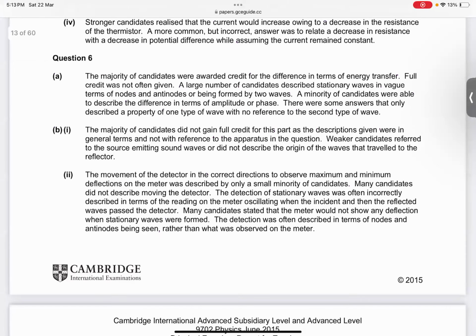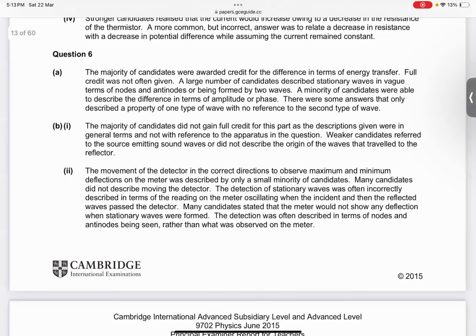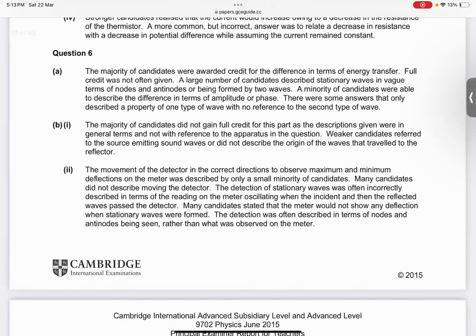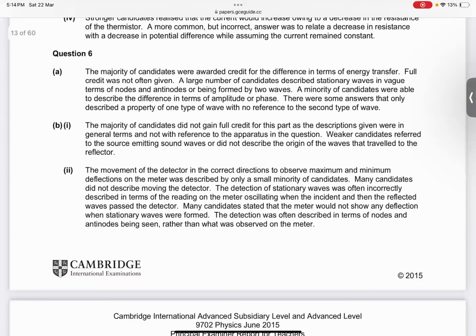Majority of the candidates were rewarded for the difference in terms of energy transfer; full credit was not given, were not often given. A large number of candidates described the stationary wave in vague terms of nodes and antinodes or being formed by two waves. A majority of the candidates were able to describe the difference in terms of amplitude or phase. There were some answers that only described the property of one type of wave with no reference to the second type. So you have to make the two references.